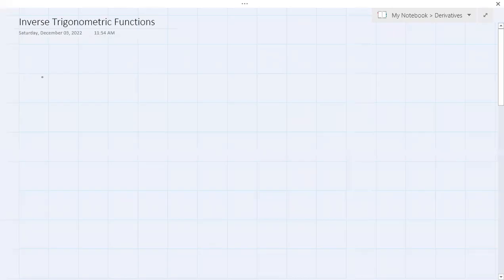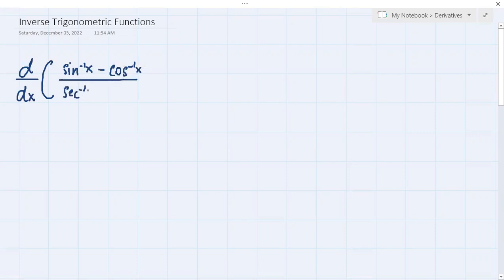So dito, we will be having the derivative of arc sin x minus arc cosine x all over arc secant x minus arc cosecant x. All right. This one is a bit longer, pero kaya pa natin itong i-solve. All right. I consider this one as the hardest because this one is actually very tedious too.